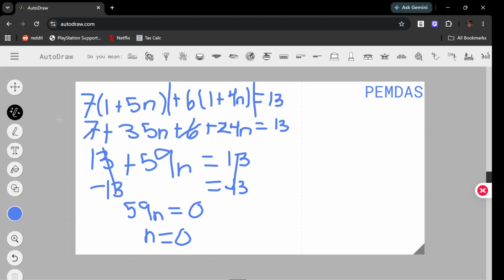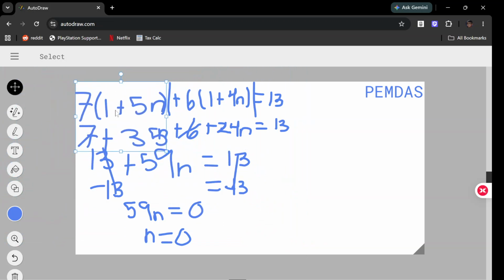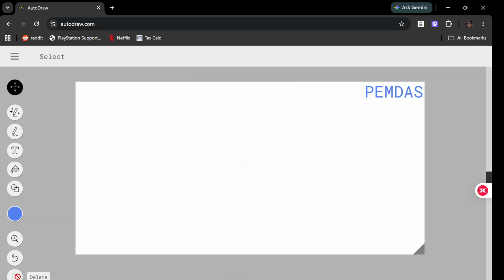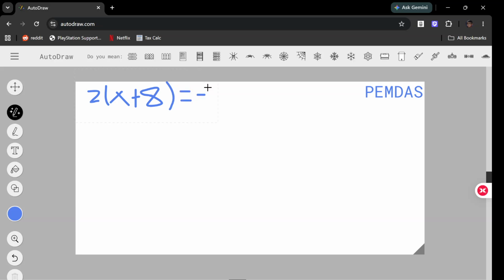Let's do one more. Okay, let's do 2 times (x plus 8) equals negative 3 times (x plus 3).